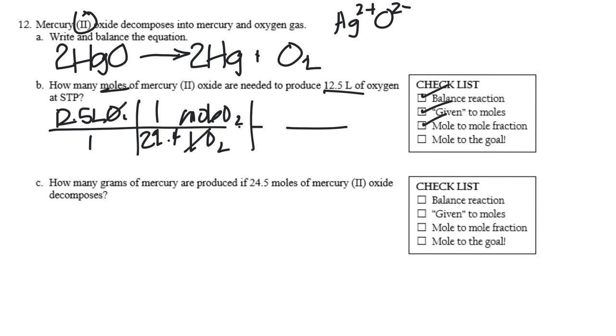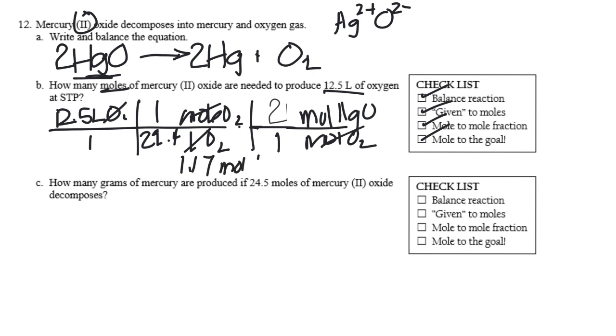Now my liters are going to cancel. Now I need to go mole to mole fractions. So I need to get from moles of oxygen to moles of mercury oxide, which is our reactant. So moles of HgO. And so then I'm going to fill in my coefficients. I have 2 next to HgO, and I have a 1 understood next to the oxygen. Units cancel. Mole to the goal. Well, I'm at moles, so I'm done. So I'm going to do 12.5 times 2 divided by 22.4, and I get 1.17 moles of HgO.